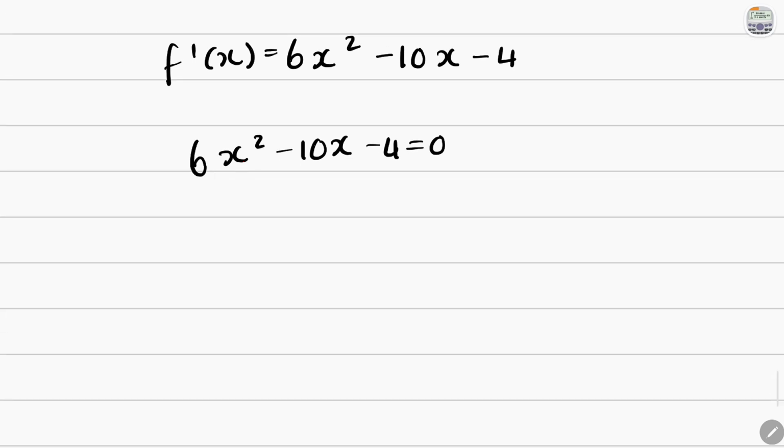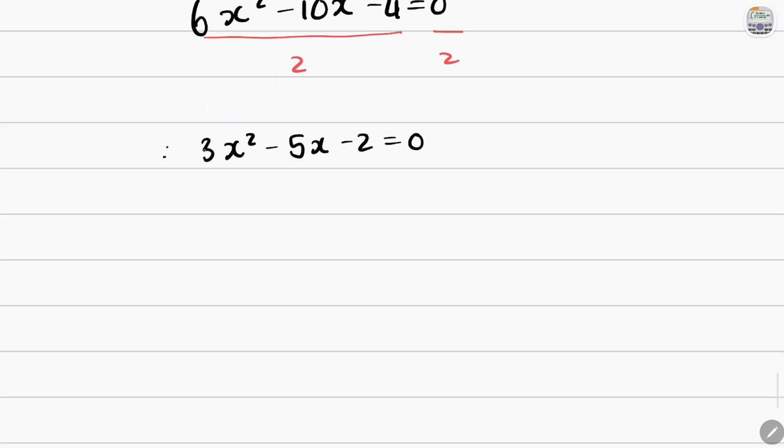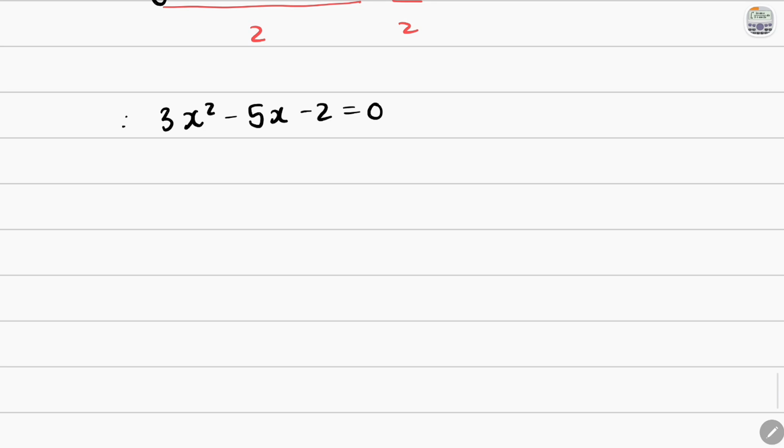Do you see that we have a common factor of 2 all through? So we can simply divide both sides of this equation by 2. Therefore, we have 3x squared minus 5x minus 2 equals 0. And we need to factorize this. Okay, so again, I'm going to use the cross method here.